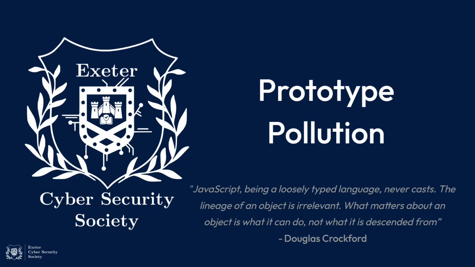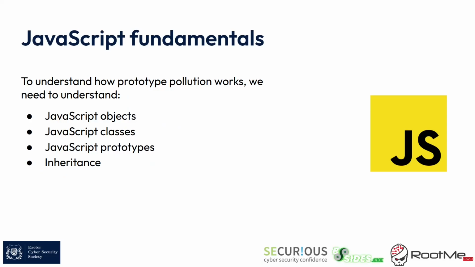Today's lecture is about prototype pollution. When I'm talking about prototype pollution, I'm talking about the web vulnerability that affects JavaScript prototypes. But before we even dive into how the vulnerability works, we need to understand four key concepts. We need to know what JavaScript objects are, JavaScript classes, JavaScript prototypes, and the differences between classes and prototypes, and also inheritance and how that behavior works in JavaScript.